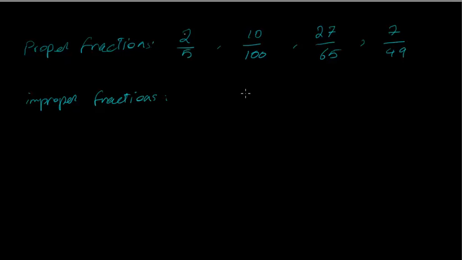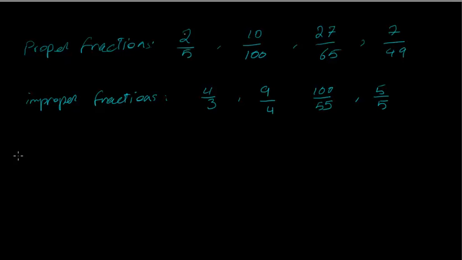An improper fraction is when the numerator is greater than or equal to the denominator. Let's say when we have 4 over 3 or 9 over 4 or 100 over 55, for instance, or 5 over 5. As I said, when it's equal, it is also considered an improper fraction.